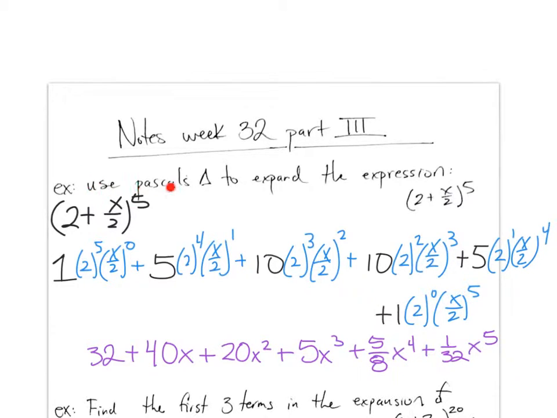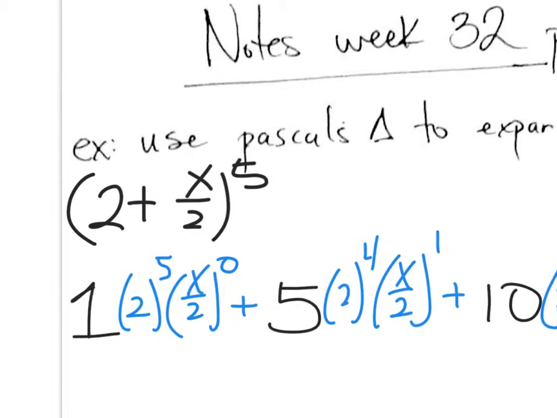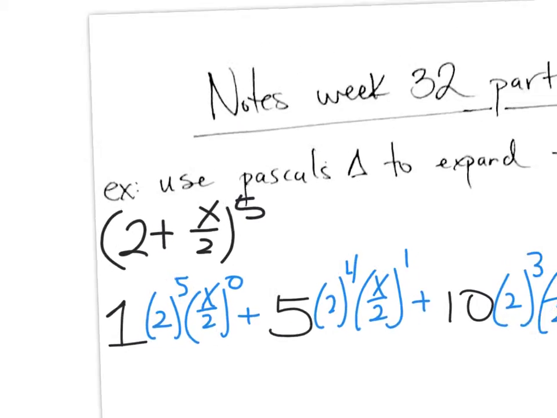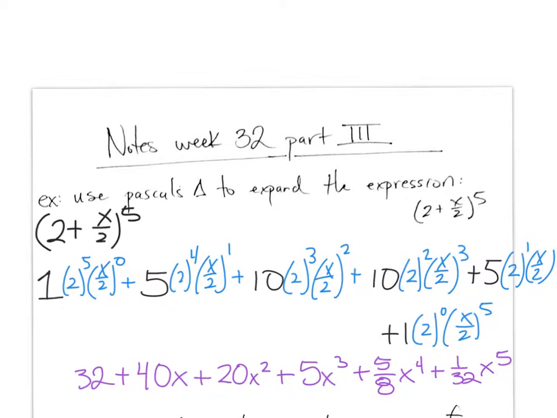First example says, use Pascal's triangle to expand the expression, and we have 2 plus x over 2 to the fifth. So I rewrote that here. This is very similar to what we've been doing, where we have a term and a term. It's a binomial raised to some exponent. The fifth row in Pascal's triangle gives us the coefficients. So we have 1, 5, 10, 10, 5, 1. So I wrote those out first.